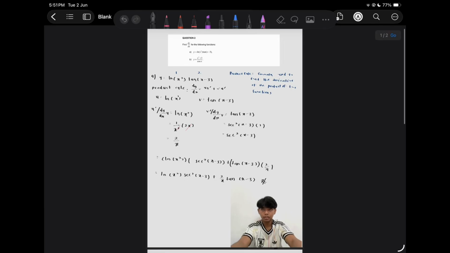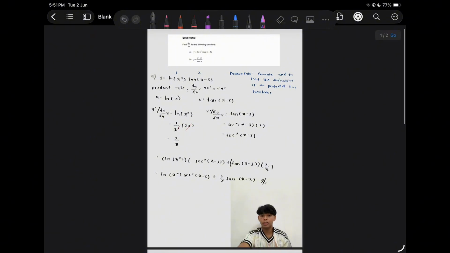The function given is y equals ln(x squared) times tan(x minus 3). Since we all know this is a product of two functions, we need to use the product rule. As we heard before, the product rule formula is dy over dx equals u v prime plus v u prime. So first we need to find u, v, u prime, and v prime. We are given ln(x squared) and tan(x minus 3), so we already know u and v. U for this function is ln(x squared), and v is tan(x minus 3).